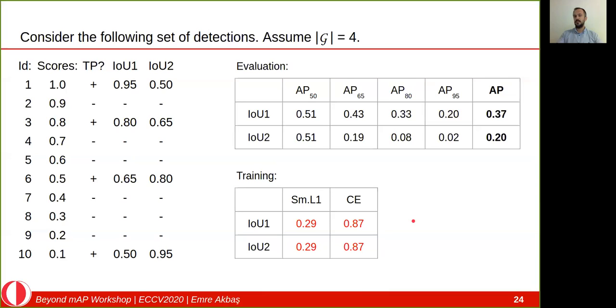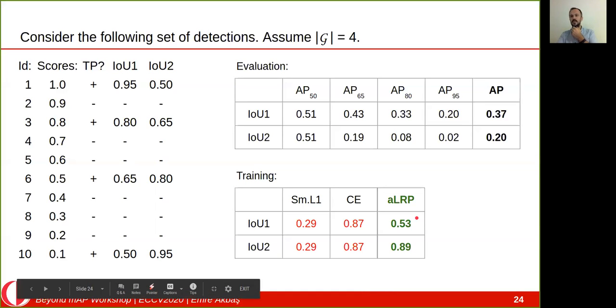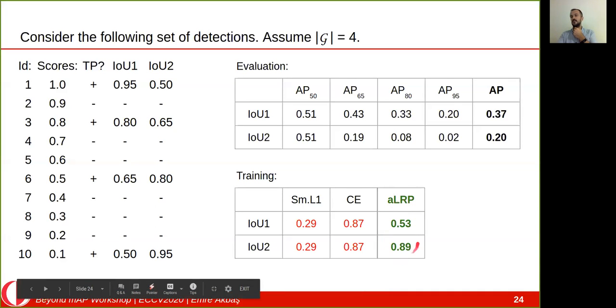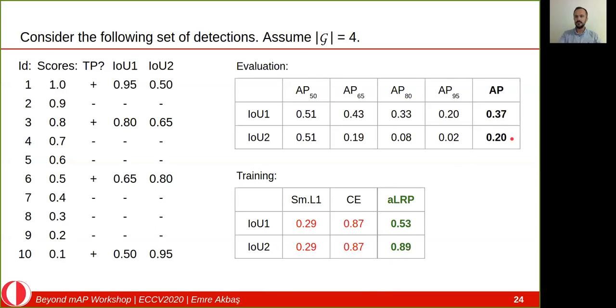Let's see what ALRP does for this example. You can see that ALRP gives 0.53 for the first case and 0.89 for the second case. And remember that ALRP is a lower is better metric. And these are consistent with the AP values.